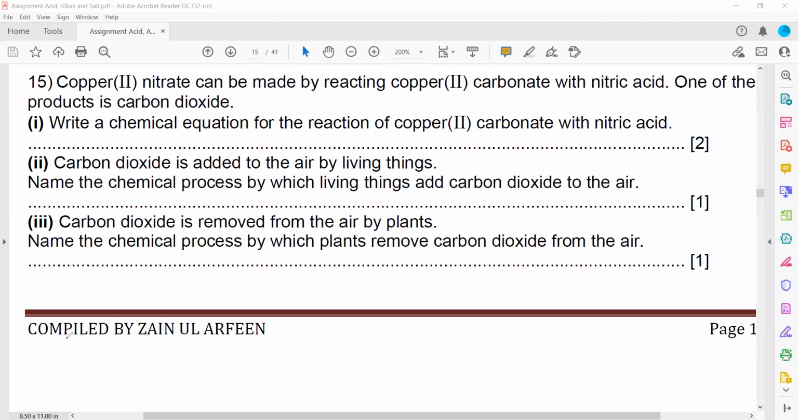Whenever a metal carbonate reacts with acid, it gives salt, water and carbon dioxide. So copper carbonate is there. Copper is +2 and carbonate is -2. When we simplify, copper carbonate is CuCO3. Copper carbonate is added with nitric acid, HNO3.